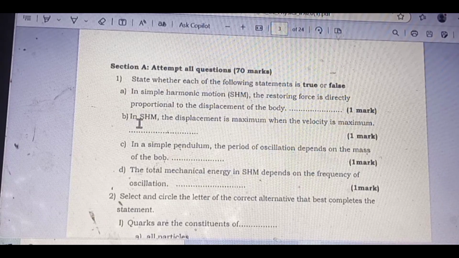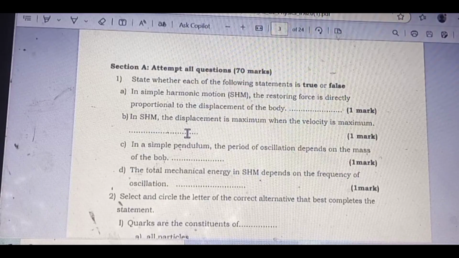B. In a simple harmonic motion, the displacement is maximum when the velocity is maximum. The correct answer is false because velocity is maximum at the mean position, which means that displacement is 0.